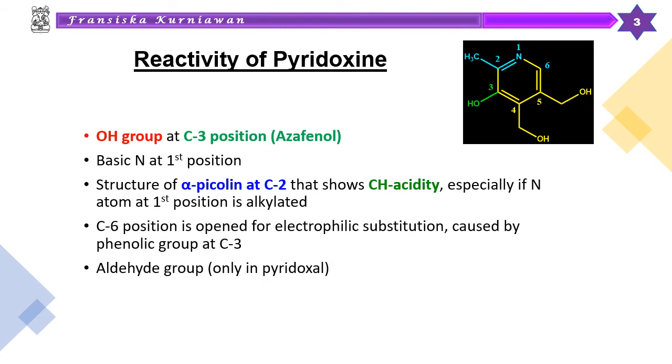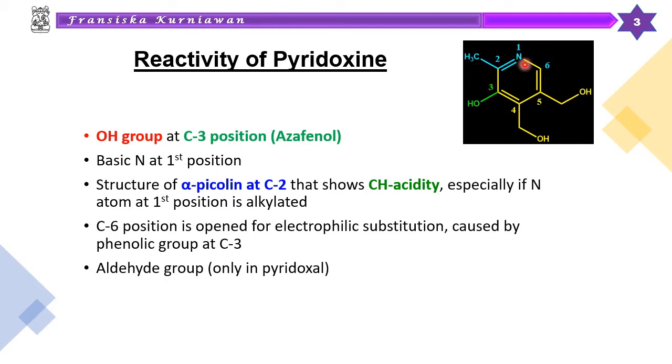And after we identify each part, we can identify the reactivity of the pyridoxine. We have a hydroxyl group at the C3 position, the azaphenol, and we have the nitrogen at the first position, and this gives basic properties. And this basicity makes the alpha picoline at C number 2 have the acidity that I explained in the previous slide.